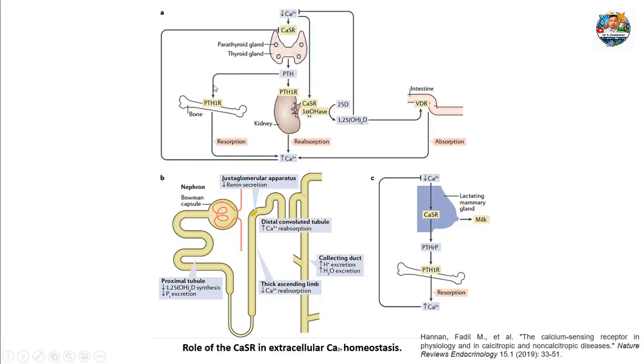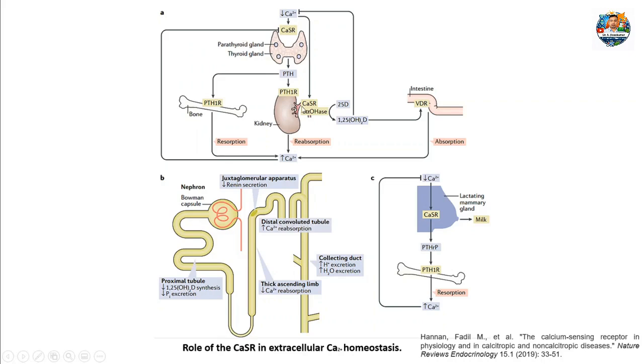Then this parathyroid hormone will bind to its receptor present in the bone and in the kidney. In the bone, it will increase the resorption rate. Because of resorption, the calcium deposited in the bone will be released into the plasma, and because of this the calcium concentration will increase. Similarly, by a different mechanism in the kidney, it will increase the reabsorption of calcium during glomerular filtration, and as a result it will increase the calcium ion concentration in the plasma.